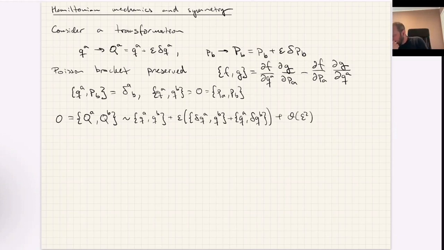Okay. But if I write this out, well, the first term here is 0 because the original coordinates were canonical.